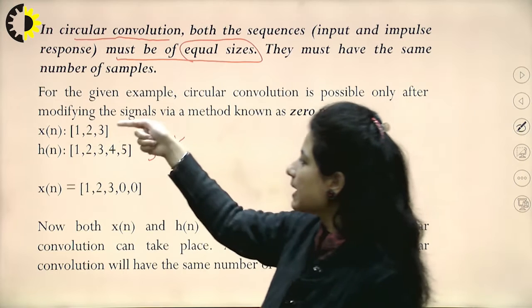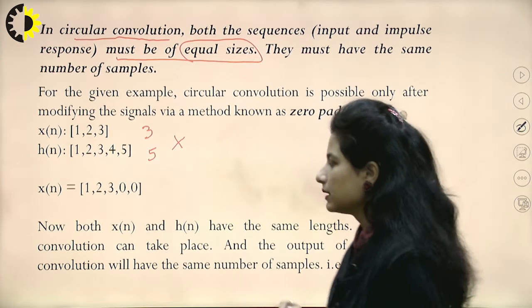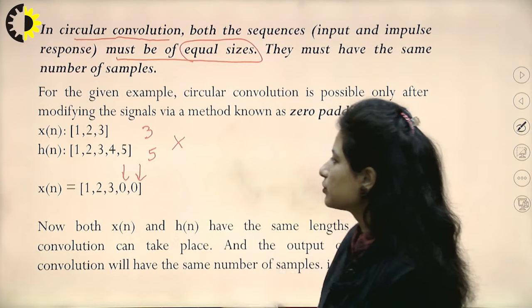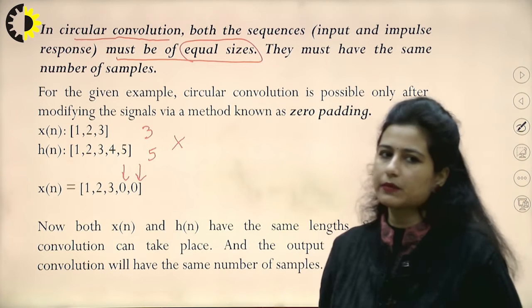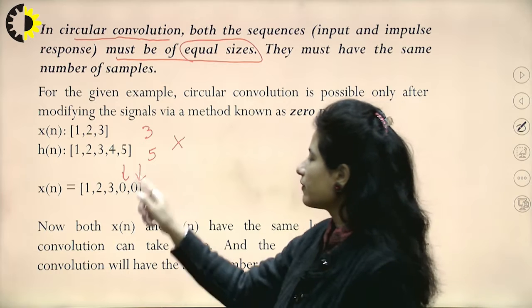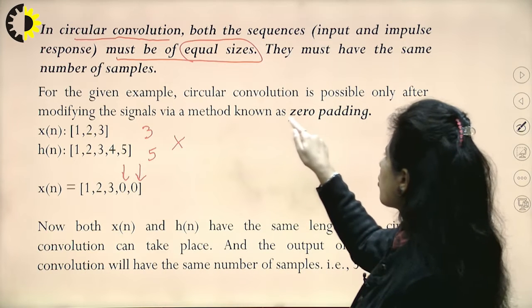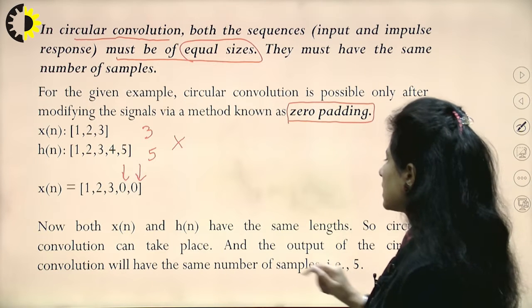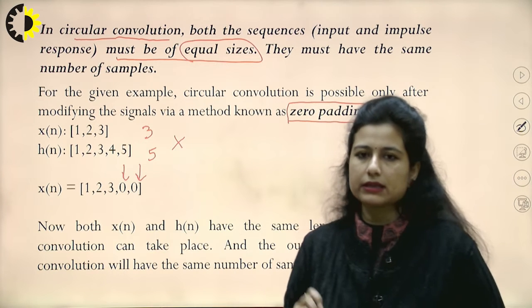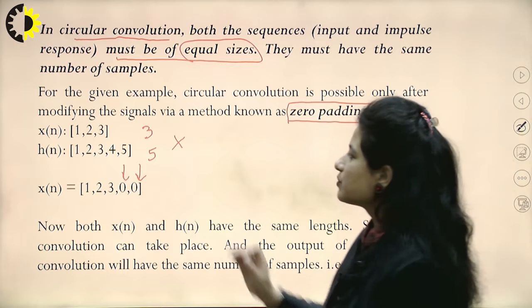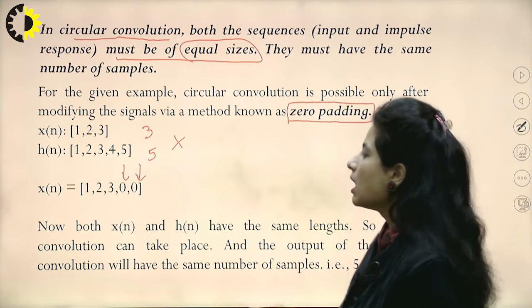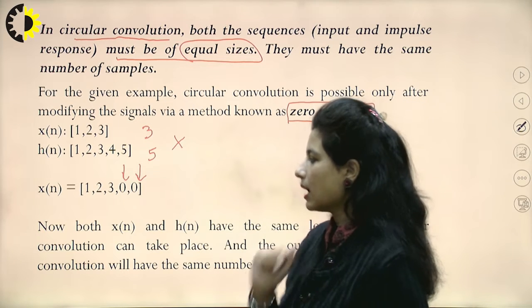I have to make these sequences equal in length. So what do I do? I insert n number of zeros so that the lengths of the two sequences become equal. This process of adding extra zeros is called the zero padding process. So the compulsion is, whenever I am carrying out circular convolution, I have to make the sequences of equal length, or I have to take sequences which are already equal in number.